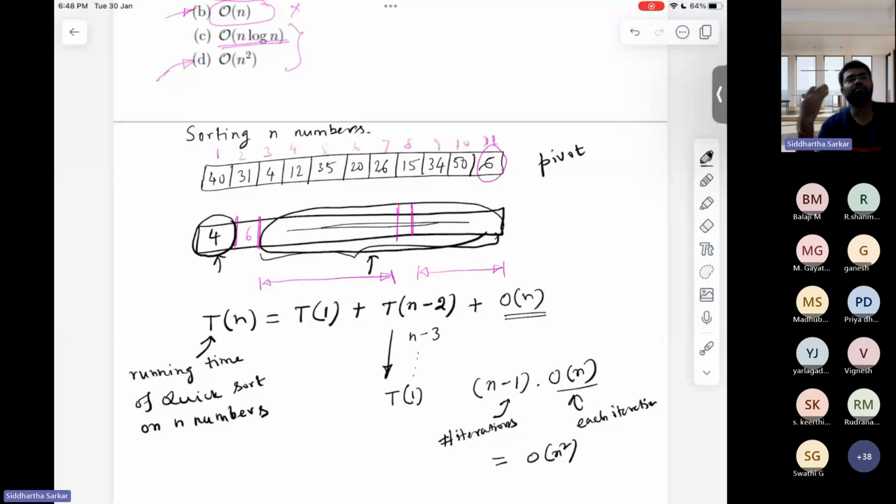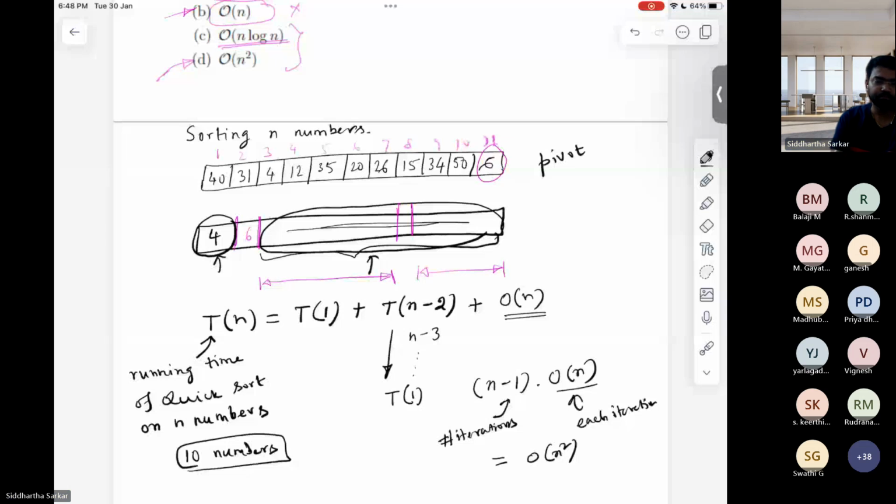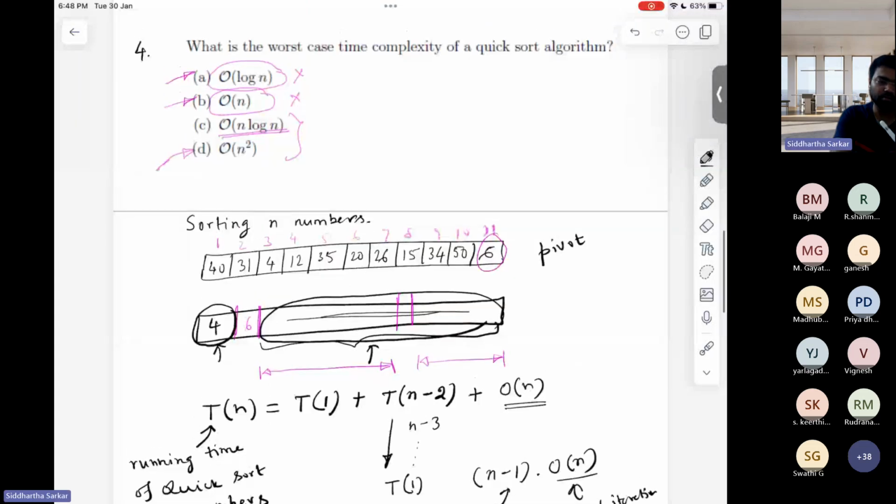Now give it a thought when you go back. When you meditate on this problem in your free time, try to construct, let us say, 10 numbers for which the partitioning is going to be as skewed as possible every time. This is a homework you can try to think about. That is the reason that in the worst case, this will be your running time for quicksort. Is that clear? If you have any questions, you can unmute yourself and ask me.